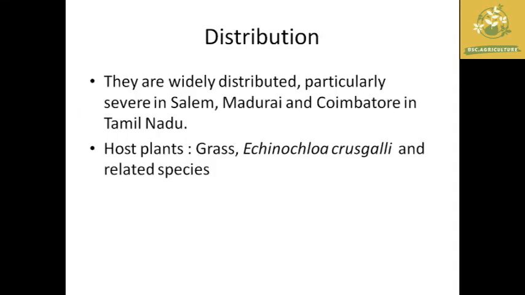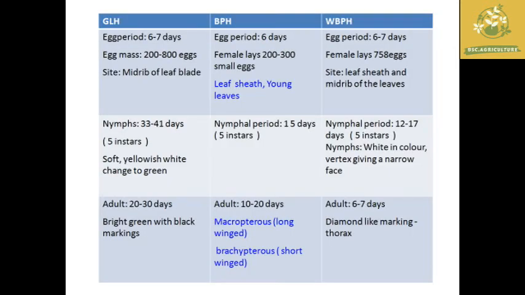And while seeing about the GLH distribution, they are widely distributed in several places like Salem, Madurai, Coimbatore in Tamil Nadu, and the host plants are grasses like Echinochloa crusgalli and some other related species. And these are the different stages as well as the oviposition site of laying, and the difference between the green leaf hopper, BPH and WPPH, and also the different nymph stages.